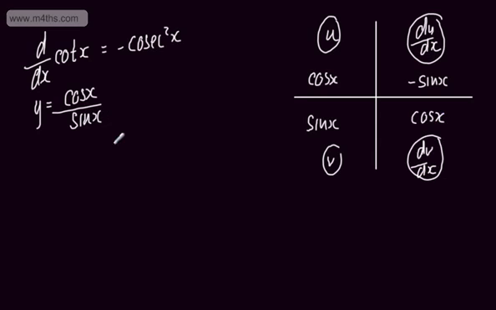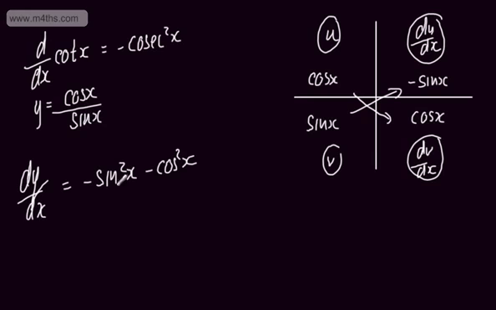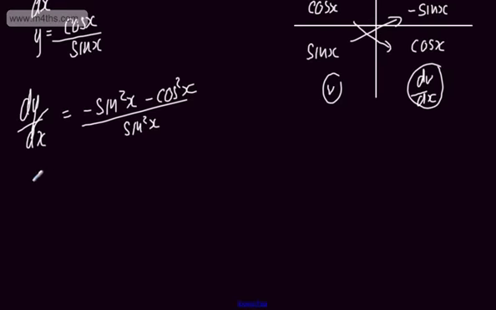So we can see at this stage dy by dx, and this again is going to be using the quotient rule. We multiply these two, which is going to give me minus sine squared x. We subtract away the multiple of these two, which is minus cos squared x, and we put all of this now over v squared, which is sine squared x. It looks a bit messy as it is, but we can go ahead and factor that numerator. So dy by dx will be minus the quantity sine squared x plus cos squared x.